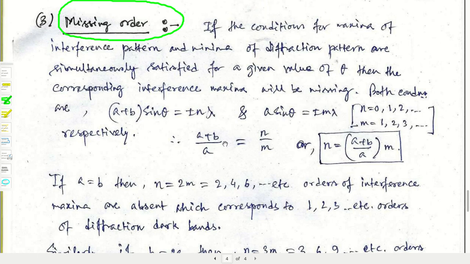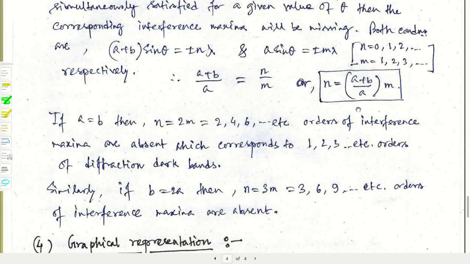Missing order means the resultant intensity is 0, even though there is an interference maximum of nth order. So the word order comes from there, the order of interference, which is missing due to the superposition of the diffraction minimum and the interference maxima, resulting in a minimum, that is a dark band there. So n is equal to (a plus b) by a into m is the condition for the nth maxima of the interference pattern to be missing.